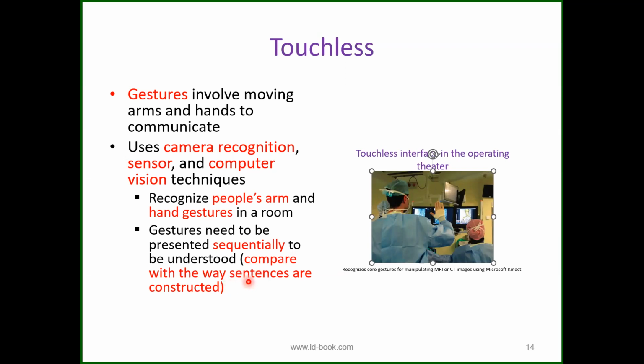For example, when I talk with you, I have to put my words in a proper sequence, and there should be a gap between one word and another. If I jumble up the words, it cannot make a meaningful sentence. The words of the sentence could remain the same, but will not make sense. Similarly, the gestures have to be presented sequentially in order to be processed.